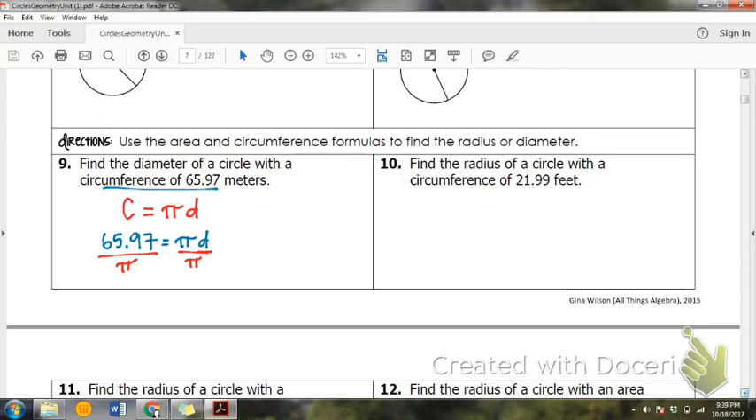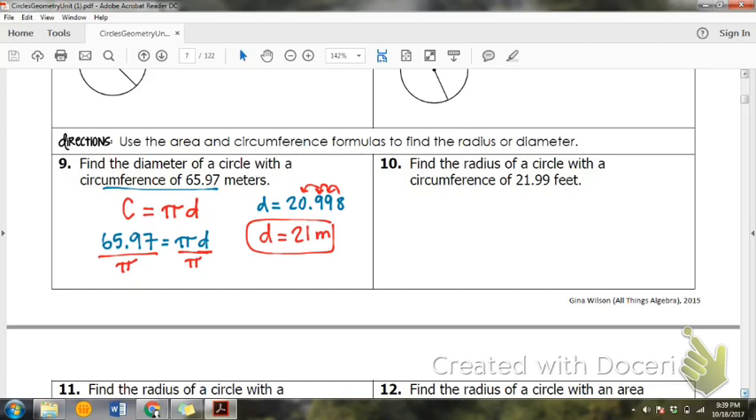So in your calculator, 65.97 divided by pi symbol. And when we do that, my diameter is coming out to be 20.998, which means it's going to be big enough to kick this up to a 0, which is going to kick this up to a 0, which is going to make this a 1. So my diameter here is 21 meters. Okay? So it's basic algebra that we're doing.